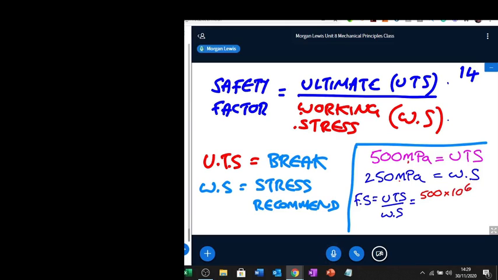That's the stress it's going to break at. We've said Daniel Greenshields has designed his plane, don't go any more than 250 times 10 to the 6. That's what we're working at. So the safety factor is going to be 2, because 500 divided by 250 is 2. That's the safety factor. It's twice as strong, perhaps, as it needs to be.